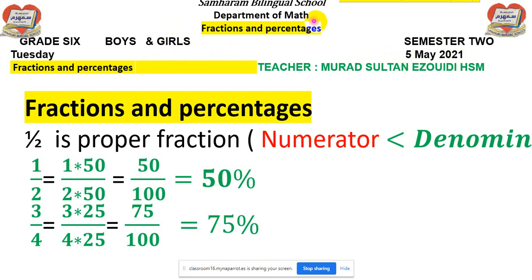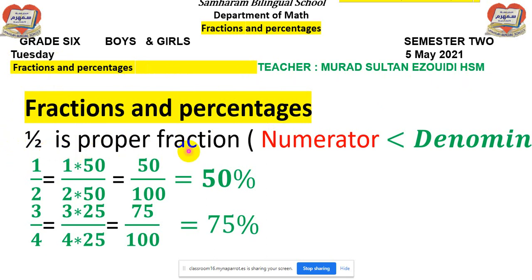Okay, section mathematics. The topic is fraction and percentages, and this lecture is addressing girls. Okay, so today is Wednesday. The title is a fraction and percentage. Teacher Murad Sultan Zwidi, HSM. First of all, my learners should write this one: fractions and percentages.